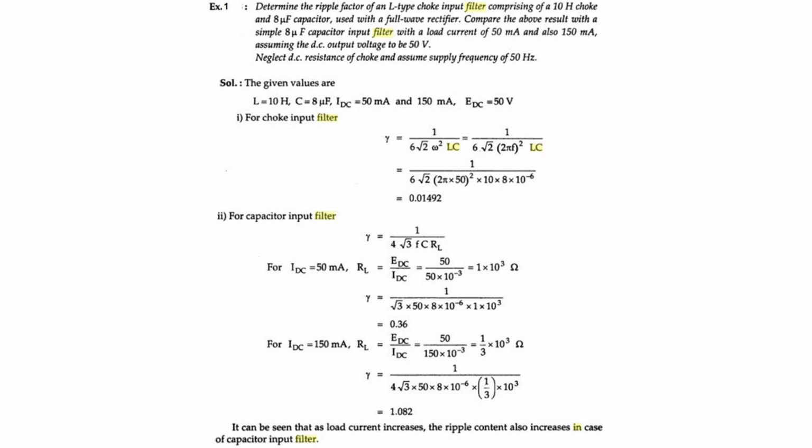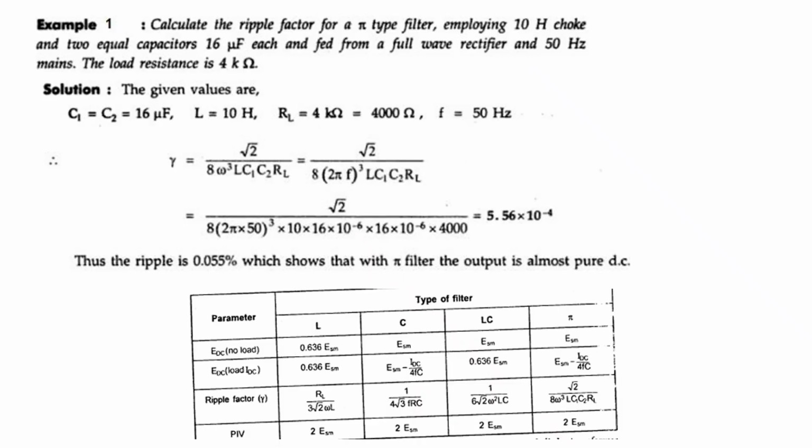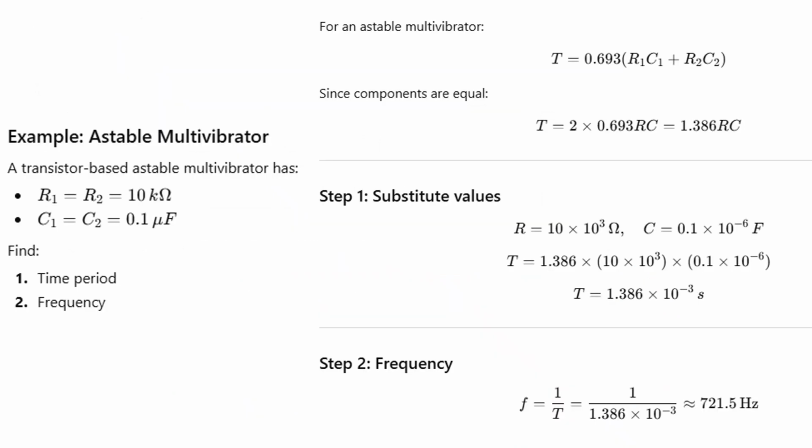You can check and go through these questions since time is running out. So I'm leaving with these things. You can solve the questions. These are based on the type of filters that we are using. This is one of the important slides where you can check the ripple factor for L type circuits, C type circuits, LC type circuits, and pi type filters.